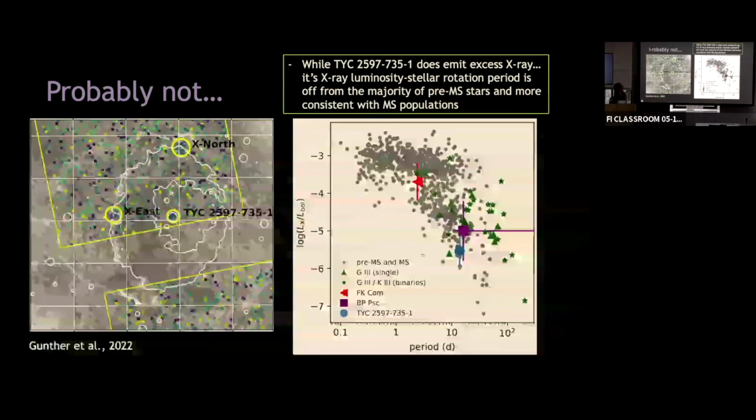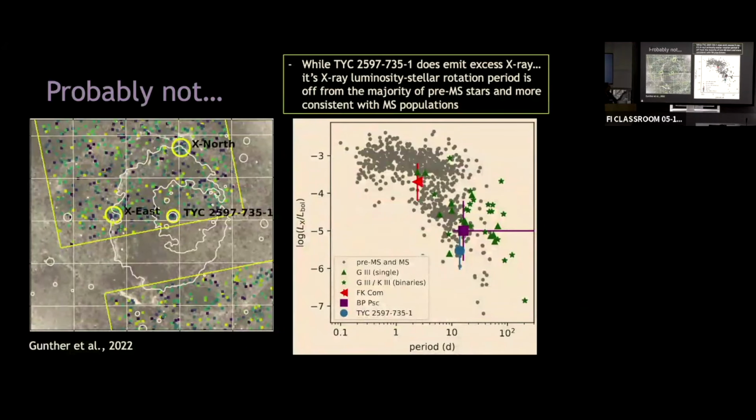And probably the kicker here is that while TYC 2597 does have excess X-ray emission, it's actually not really in line with the majority of pre-main sequence star relations. So if we were to compare this X-ray luminosity to the period of the star, our star here is way down here compared to where the majority of the pre-main sequence stars are. In fact, TYC seems to be a little bit more in line with main sequence stars. So it's still a little bit off from pre-main sequence stars.